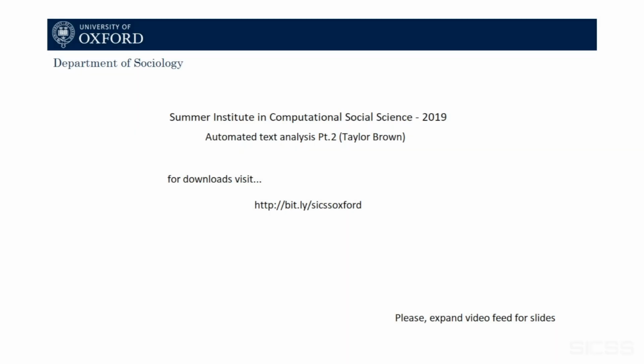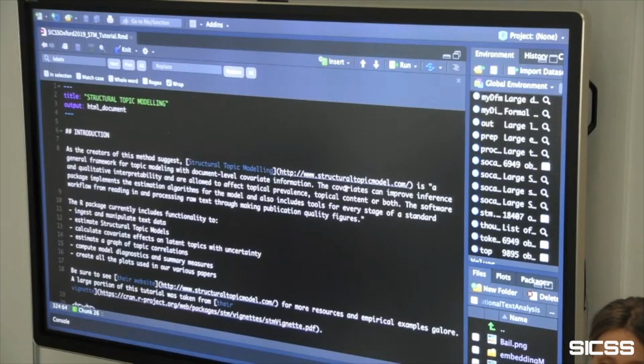Okay, we have an hour to go through 3 very large methods. We're probably going to only get through 2, but again, if anyone wants to go through text nets later, I'm happy to. But let's start by going through structural topic modeling, developed by Molly Roberts and her colleagues in 2014.